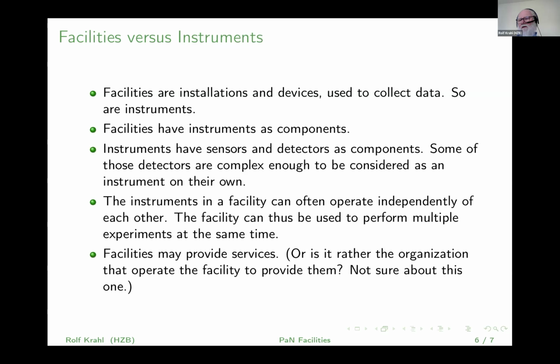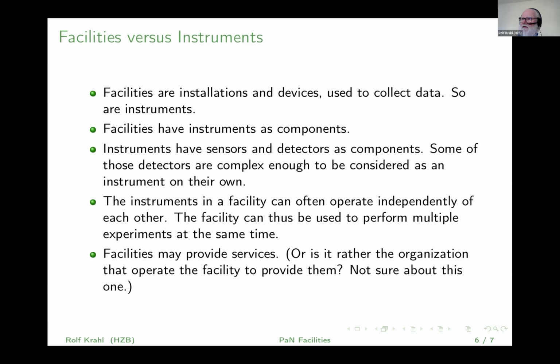If you consider organizations versus instruments, as I said, facilities are installations and devices used to collect data, and so are instruments. So from the fundamental concept, it's not so different. Of course, facilities have instruments as components, so there is some kind of hierarchy between those. But also instruments have sensors and detectors as components.